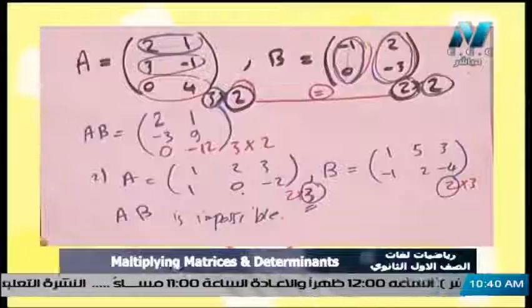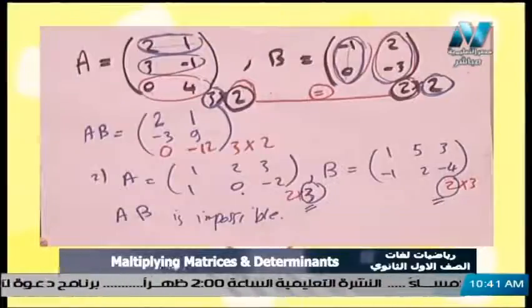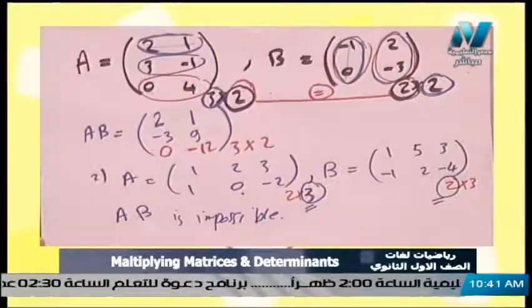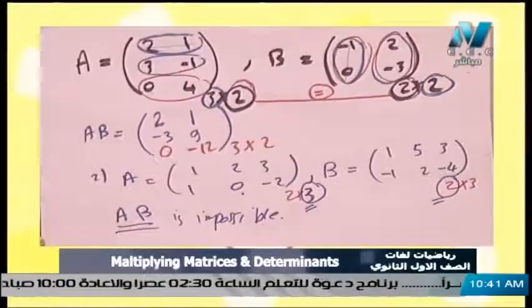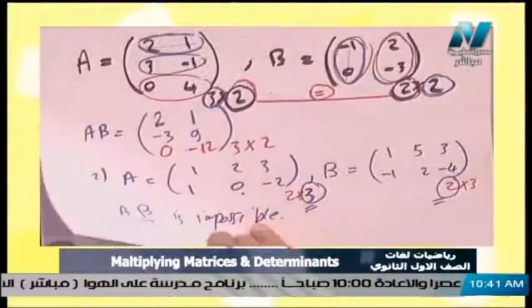We have here the number of rows here, columns here doesn't equal the number of rows, so it's impossible to find the multiplying of A times B. Let's move to another example.